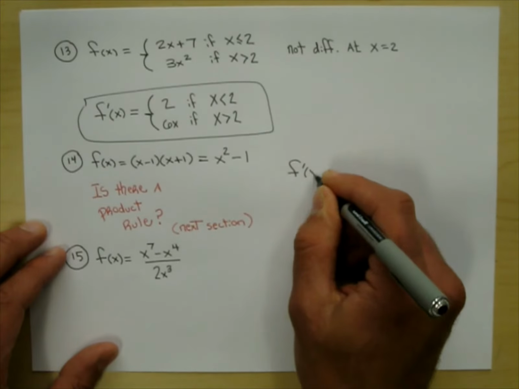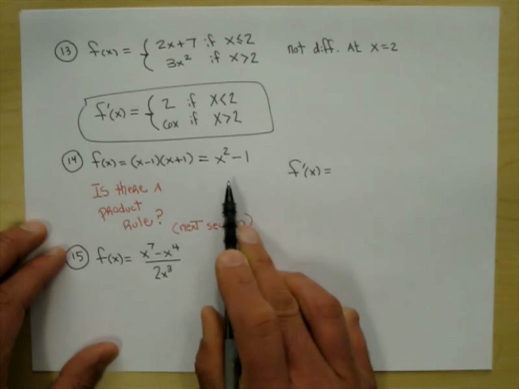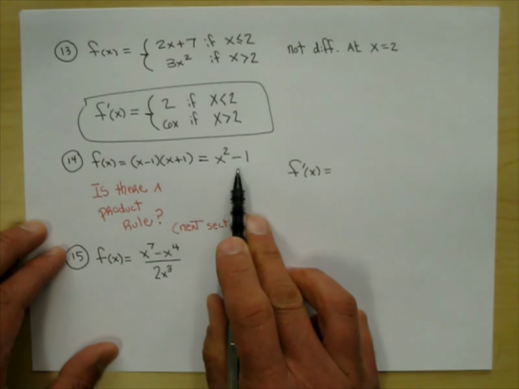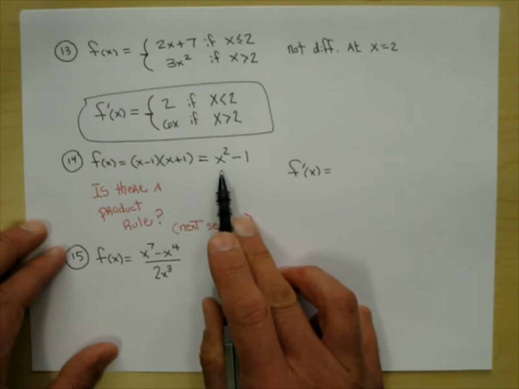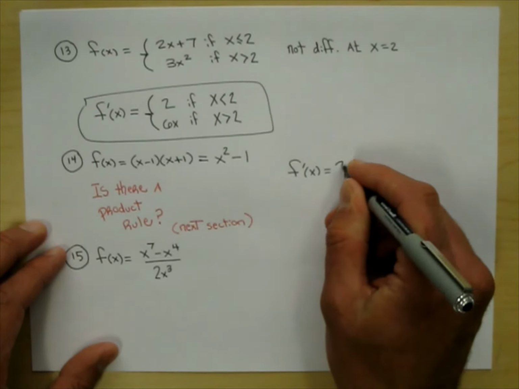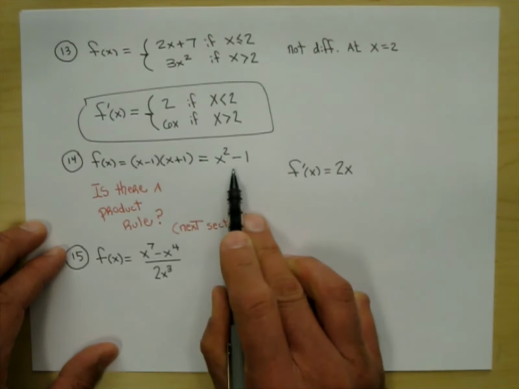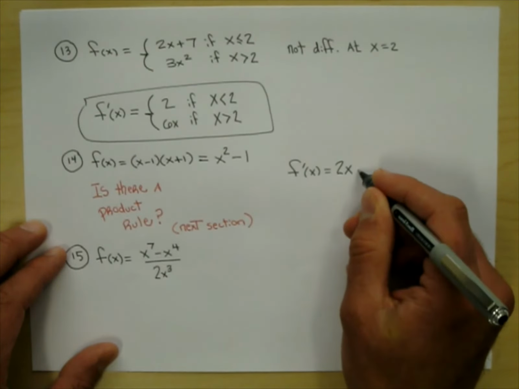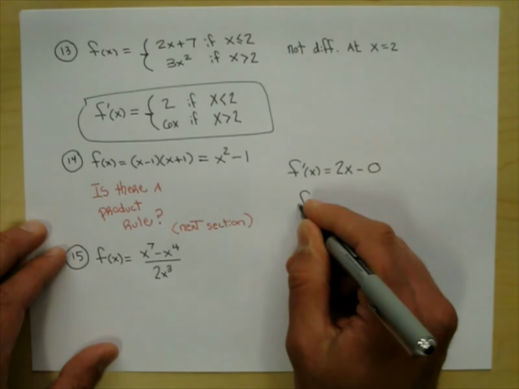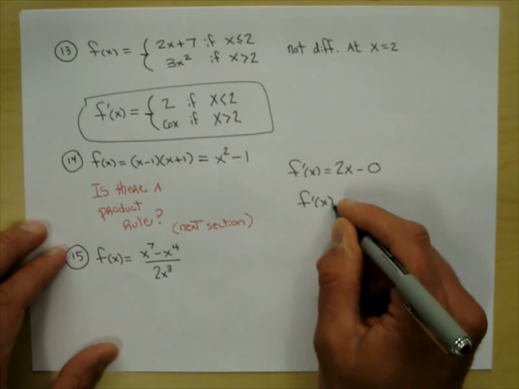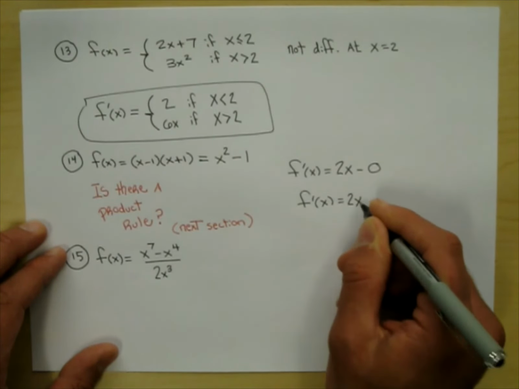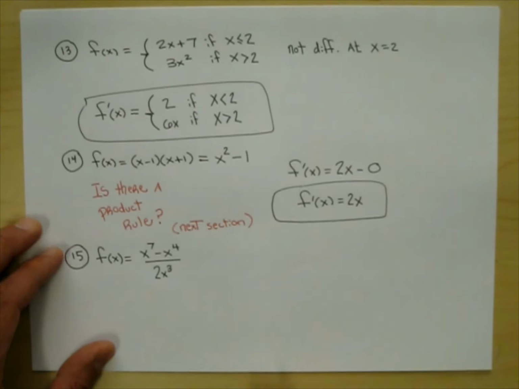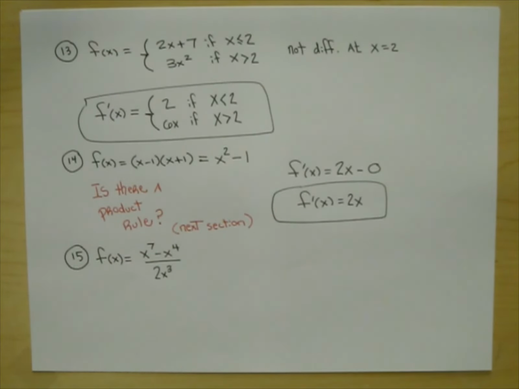So f prime is actually, we just take the derivative of this polynomial term by term. 2x minus 0. I'll write that down, but we really don't want to put that in our answer. So the derivative is 2x. And that takes care of problem number 14.